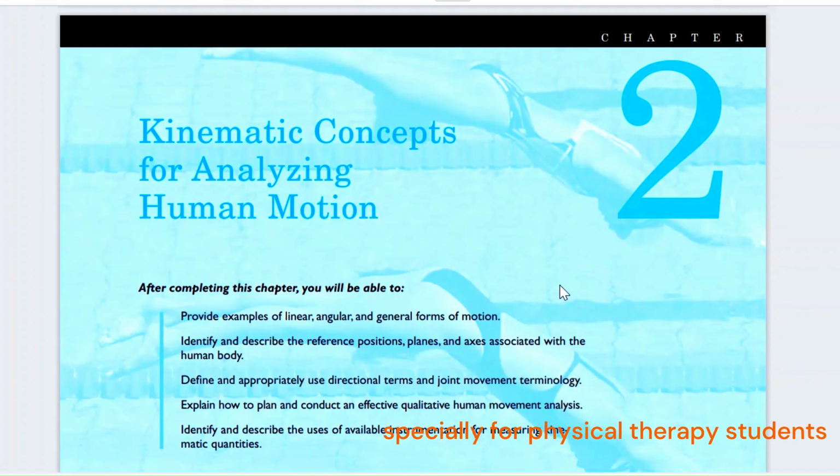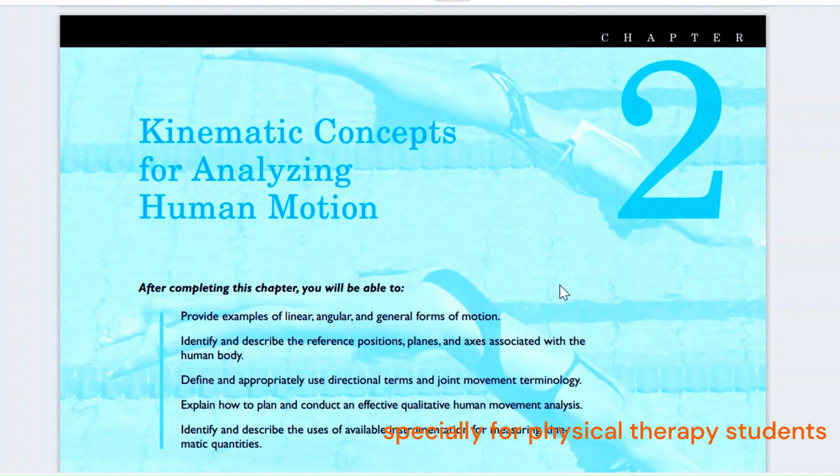Hello everyone, I'm back with a video lecture, and today we're going to start chapter number 2, the kinematics concept for analyzing human motion. So chapter number 2, as we are going to discuss in this video, is the introduction and the forms of motion. Before starting any chapter, we are going to discuss what we are going to study in this chapter.